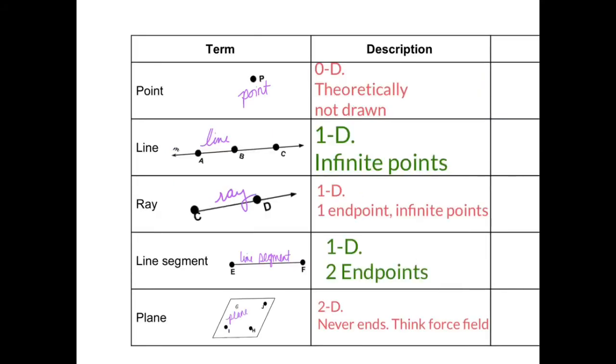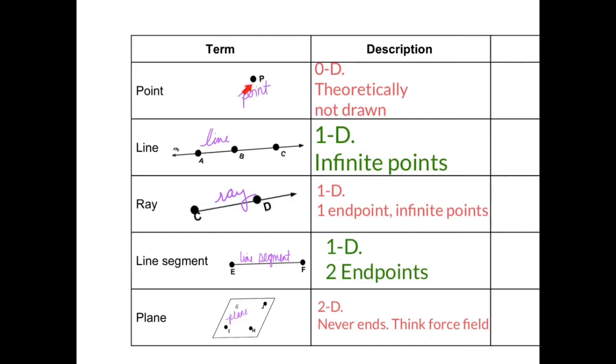All right, the description part of the chart, let's go through each one individually here. So a point, now I've included the labeled diagrams from the previous slide. You do not have to recreate them because on your notes they're right above it, so please don't feel the need to do that. This is just so they're on the same screen for this video. A point is zero-dimensional. It's theoretically not drawn, okay? There's no dimension to it. It is literally just a dot.